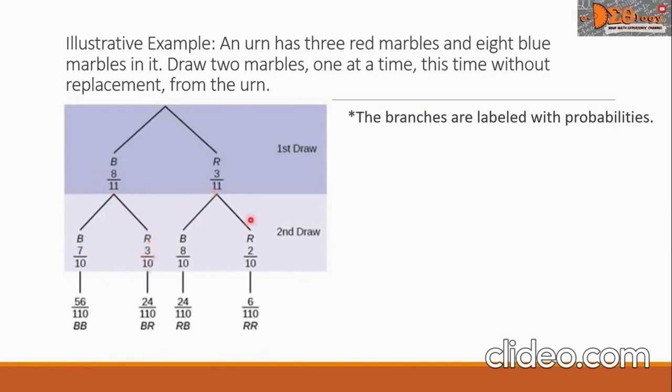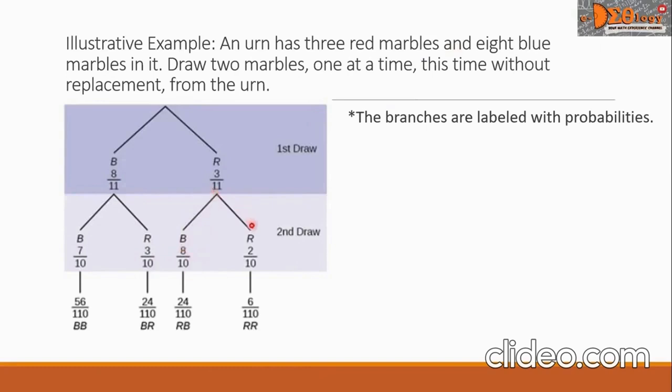The second group of branches represent when the first draw is a red marble. So this branch here represents the probability of taking a blue marble in the second draw. And that is, we have 8 blue marbles over 10.